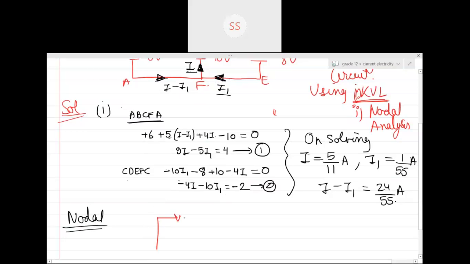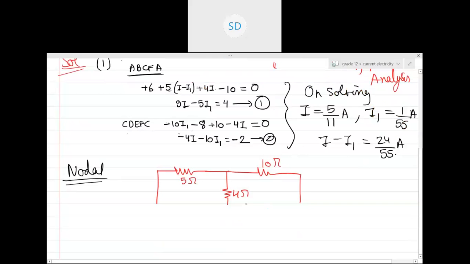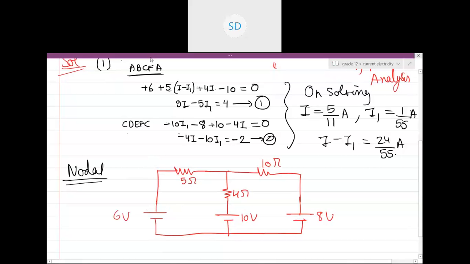I'll draw it again. 5 ohm, 4 ohm, 10 ohm. Battery 10 volt, and here it is 8 volt. And here it was 6 volt. Was this the question? Yes, was this the question, guys?